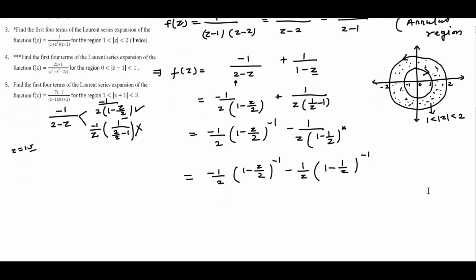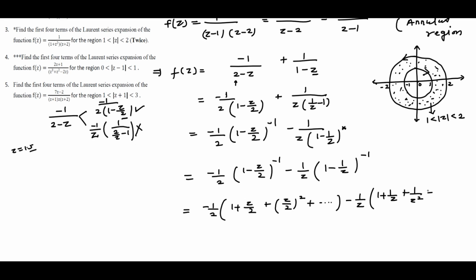So now this is equal to -1/2 times (1 + z/2 + (z/2)² + ...), and then -1/z times (1 + 1/z + 1/z² + 1/z³ + ...).